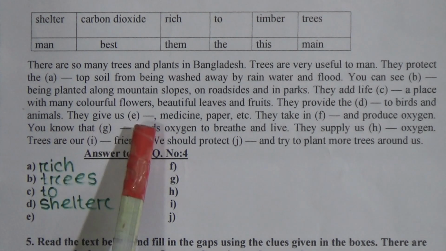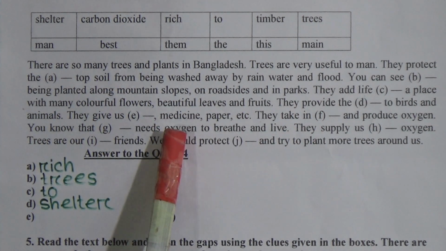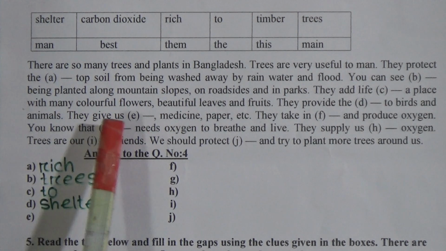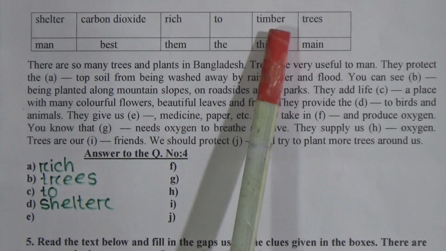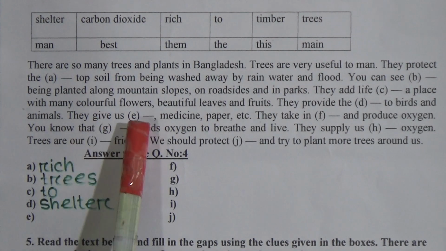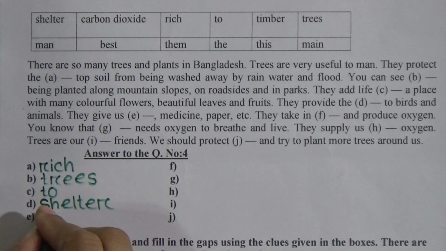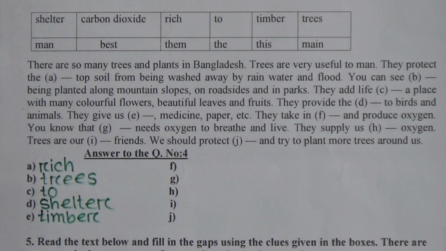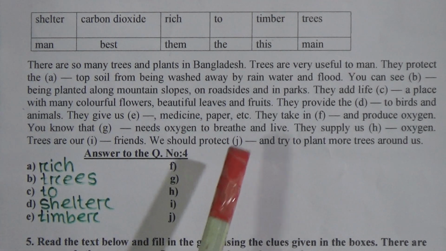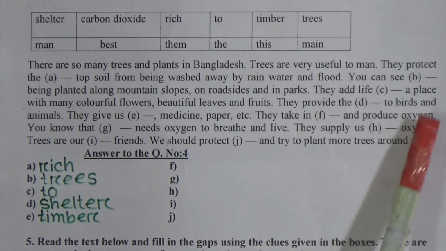They give us dash, medicine, paper, etc. So we get such words like medicine, paper that we get from trees. So another word related to trees, what the tree gives us, it is timber. They give us timber, medicine, paper, etc. So in number E we have to write timber. T-I-M-B-E-R, timber.